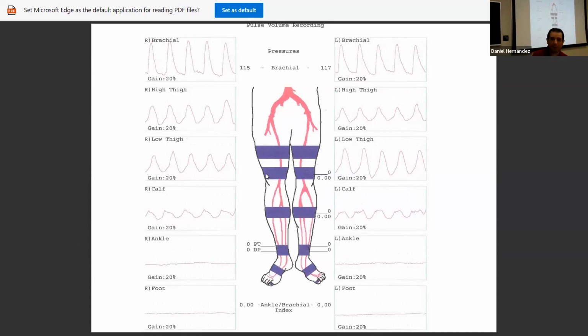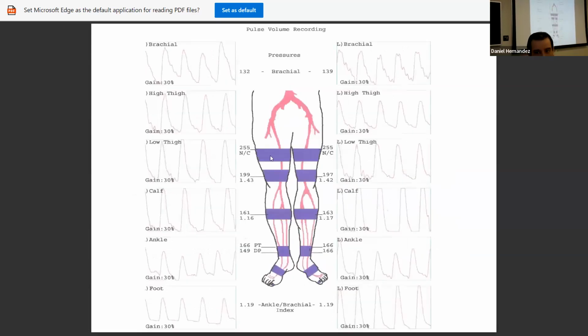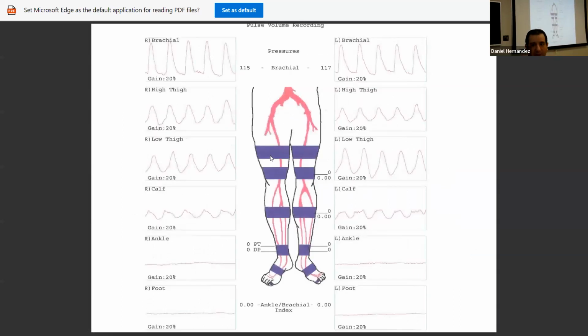If this were me, I would come to the popliteal artery. Since I'm getting a waveform at the calf level, there's got to be some blood flow getting to that calf cuff. So I would try to come to the popliteal artery, put my probe there, find the artery, and at least try to obtain pressures for the low thigh and the high thigh.